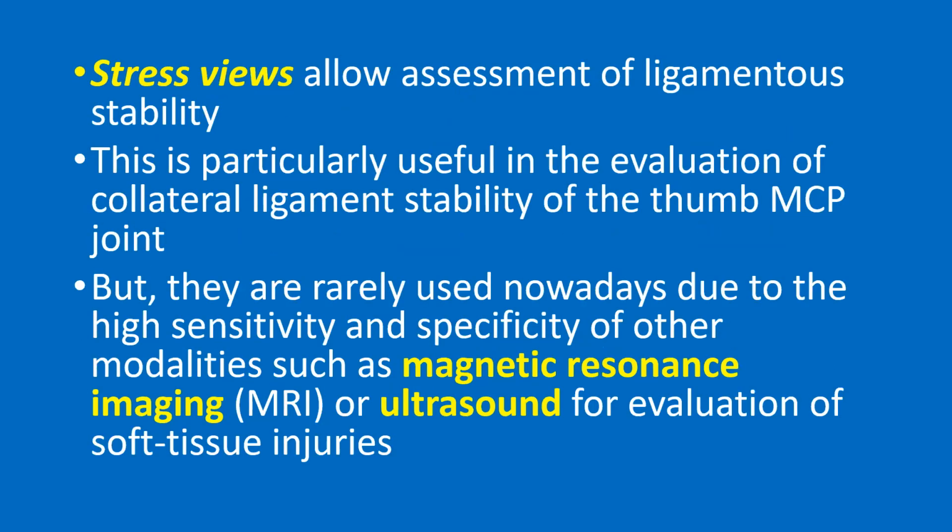Stress views allow assessment of ligamentous stability. This is particularly useful in the evaluation of collateral ligament stability of the thumb in the phalangeal joint. But they are rarely used nowadays due to the high sensitivity of other modalities for soft tissue injuries.